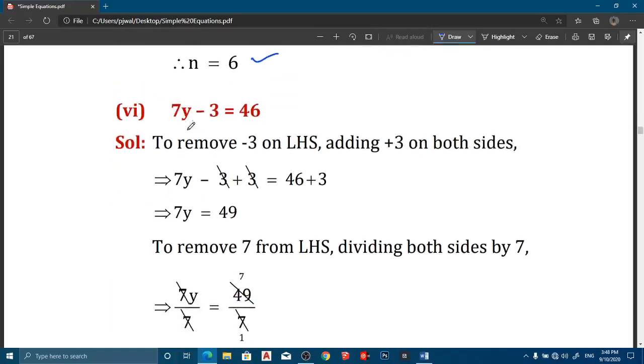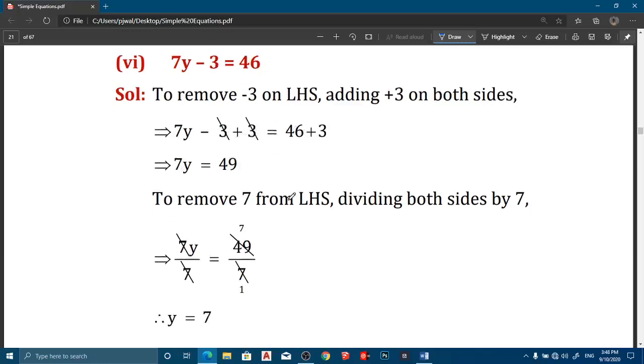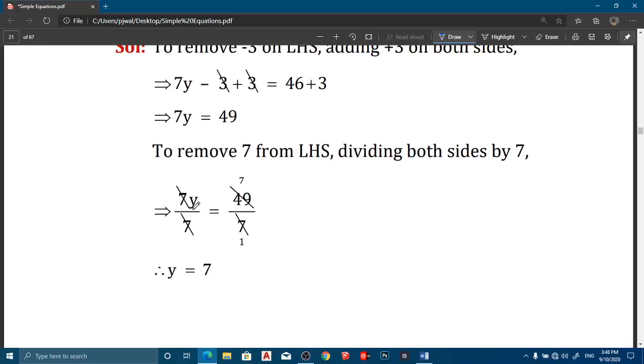Next, 7y minus 3 is equal to 43. Here also, using the balancing method, we can add plus 3 on both sides because it is negative 3. By adding plus 3, 3 minus 3 gets cancelled, and 7y is equal to 49. To remove the multiplication by 7 on the left side, we divide both sides by 7. So 7 and 7 get cancelled here. On the right, 7 times 7 is 49.